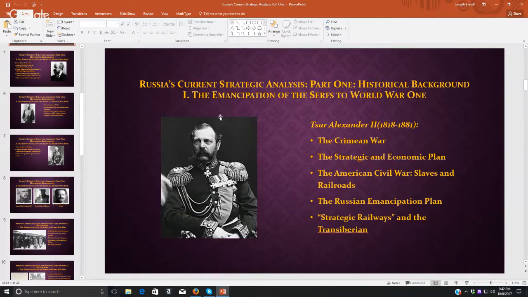So anyway, the emancipation of the serfs as a result of the crisis of the Crimean War, a very hard-fought war, the necessity for Russia to industrialize, the realization that they had to emancipate the serfs and begin laying the infrastructure for industrialization with railroads and so on. All of this really is the impetus of Tsar Alexander II.